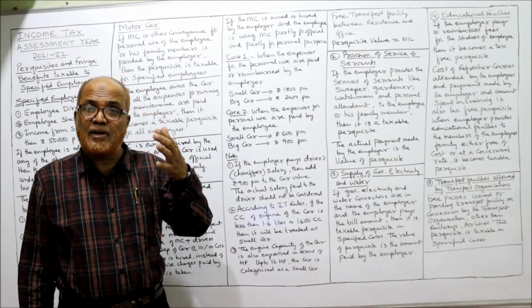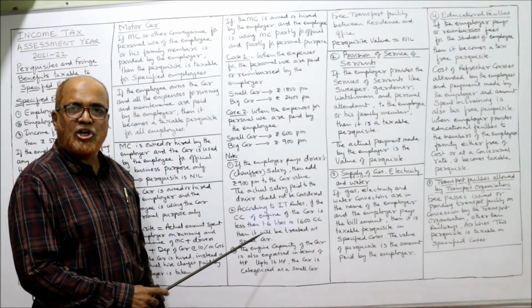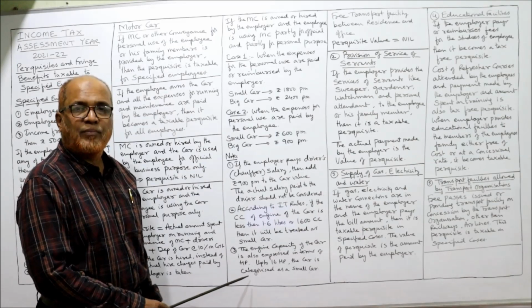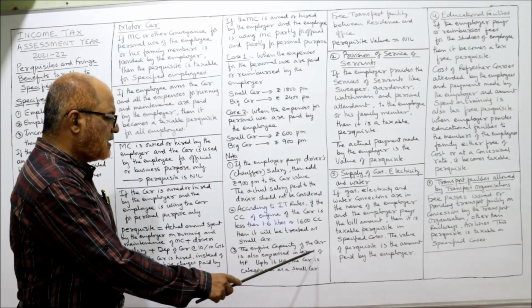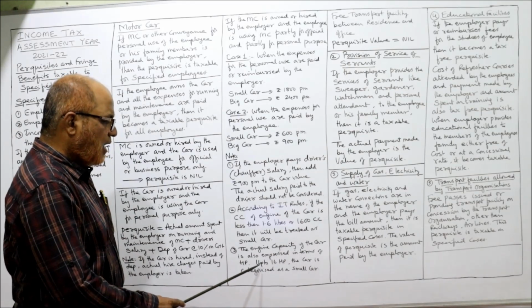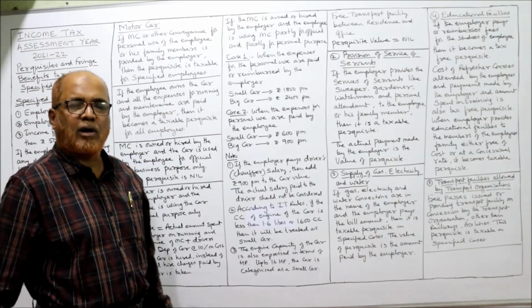Sometimes the car capacity is not measured in terms of cc, but in HP, horsepower. The engine capacity of the car is also expressed in terms of HP, horsepower. Up to 16 HP, the car is categorized as a small car.